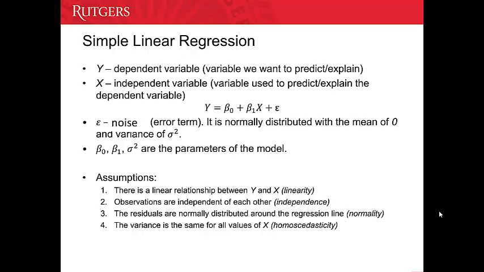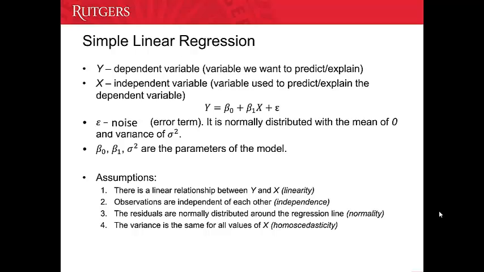Before we use a simple linear regression, we need to make sure that those variables satisfy certain assumptions. Here I show those four assumptions. The first assumption, we need to make sure the independent variable and dependent variable have a linear relationship. That's why we use scatter plots to see whether those variables have a linear relationship.